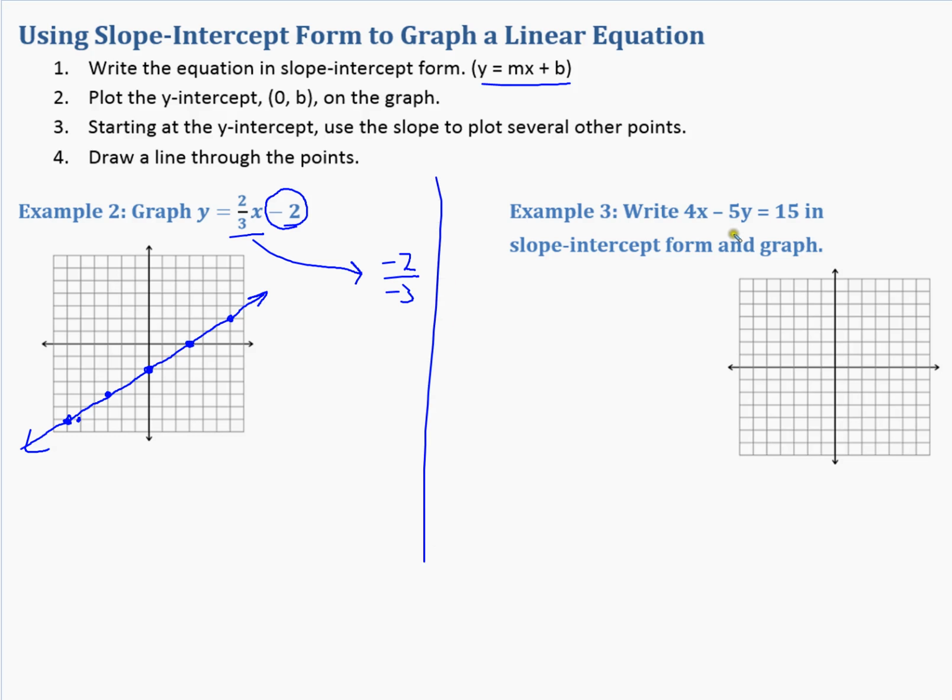Our next example here, write 4x minus 5y equals 15 in slope-intercept form and then graph it. So what we're going to do here is we're going to take our 4x minus 5y equals 15. We're going to put it in slope-intercept form, which means we're going to solve for y. So we'll subtract 4x from both sides. And this is negative 5y equals negative 4x. Remember, we like to put that x term first, and plus 15. And then we'll divide each term by negative 5.